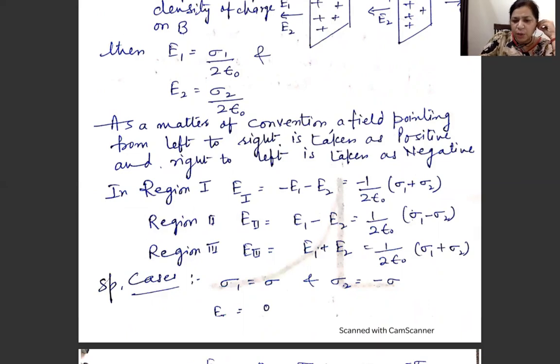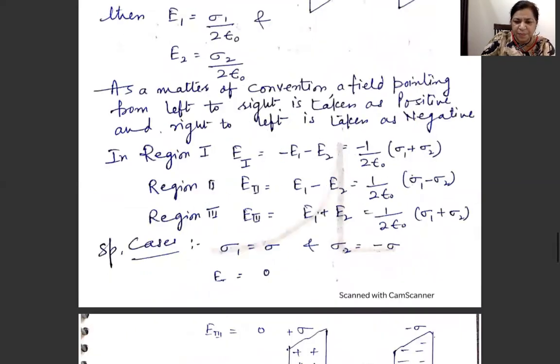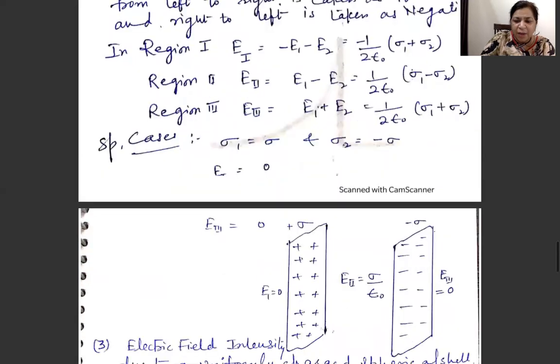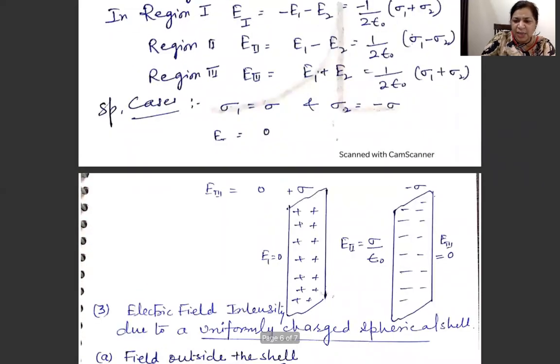Now the special case is if sigma 1 is equal to sigma and sigma 2 is equal to minus sigma. What does it mean? It means that we have two sheets. One has the positive charge and the other has the negative charge, but their surface charge densities are equal and opposite, meaning plus sigma and minus sigma.